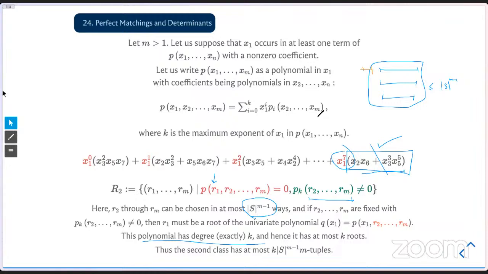Then we are in bad shape, because then our overall count becomes size of S to the M, which is back to square one. That's just all the possible entries that we can possibly have. So we don't want that. We want a careful count now.